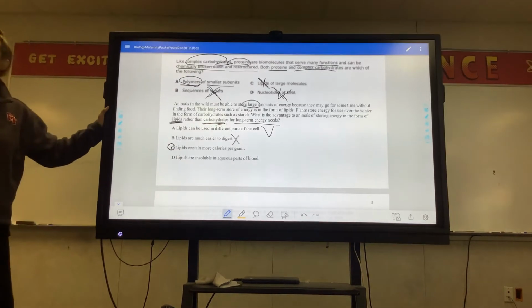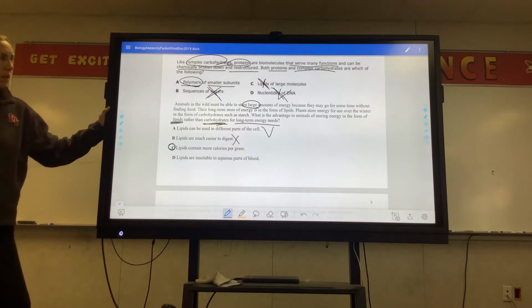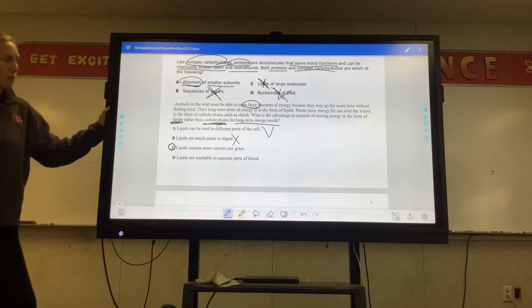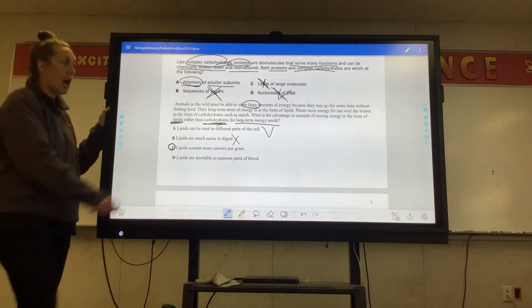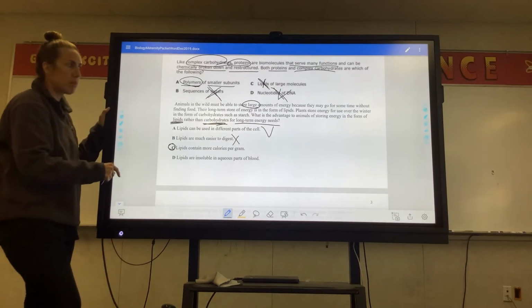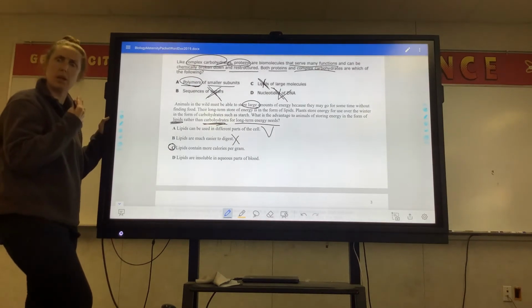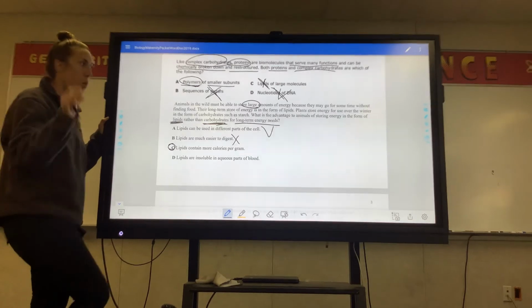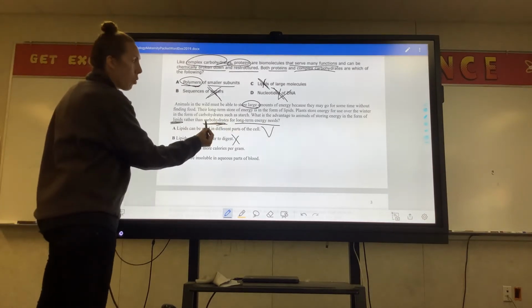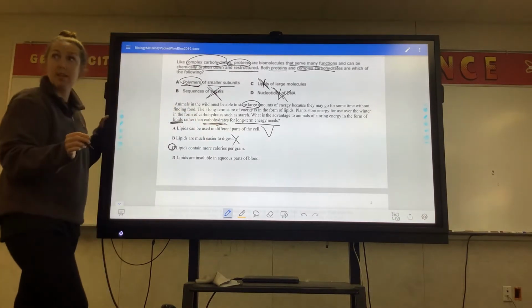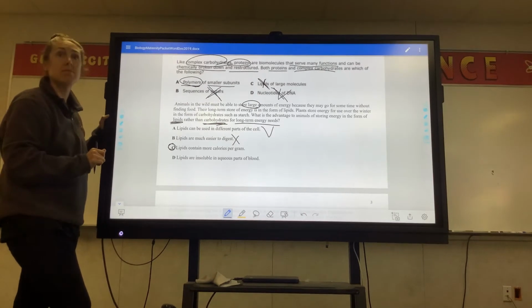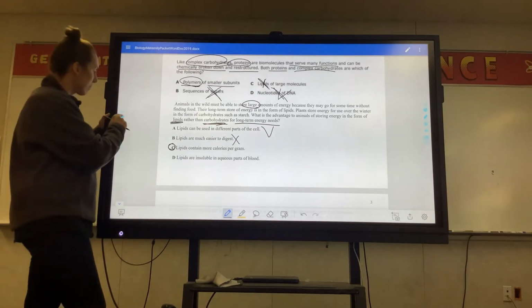Okay, the first one I had picked, but I was in between. I didn't know if it was right or wrong. This is the one I got right, like none of the other ones made sense for what it was asking. I would say A, lipids can be used in different parts, that's true, but remember, going back to the question, it said stored, storage. As soon as you said stored, I was like, that's the answer.